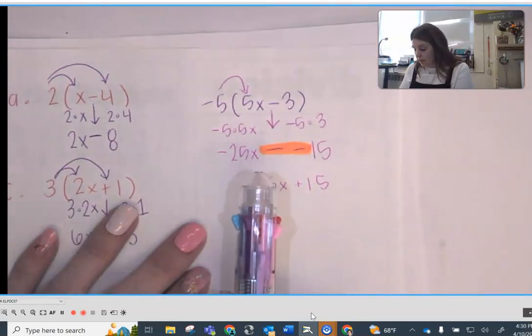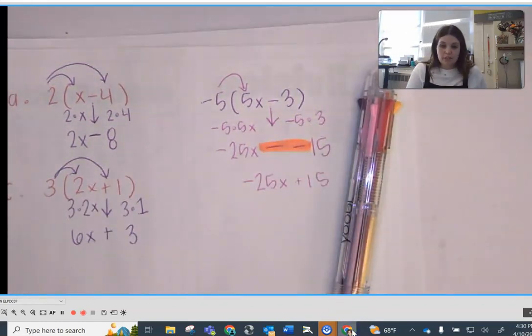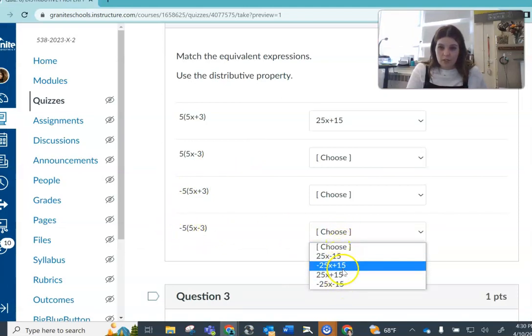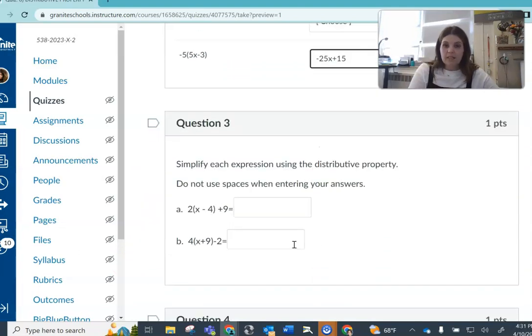So negative, positive. So I'm going to go over to Canvas. We just did this one together. So it was negative 25x and then the plus 15. So that leaves you to do the other two. Now these last two problems are the challenging ones. So I am going to do A with you and let you try B.